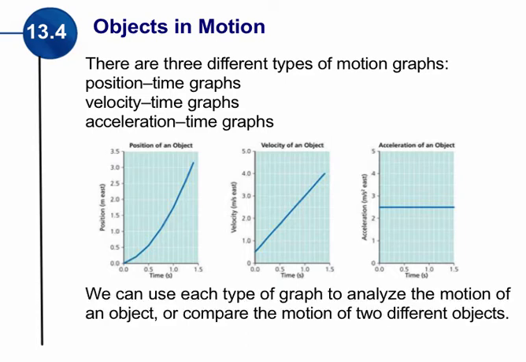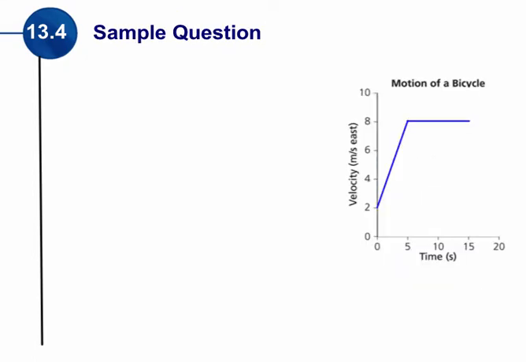But the important part about these graphs is we can use each of these graphs to analyze the motion of an object. Or if we have multiple objects, we can actually compare the two different motions. So let's use the graph. And when we are looking at graphs, the important thing is that we look at the y-axis. We want to find out what is the graph representing. And this actually represents a velocity time graph, the motion of a bicycle.